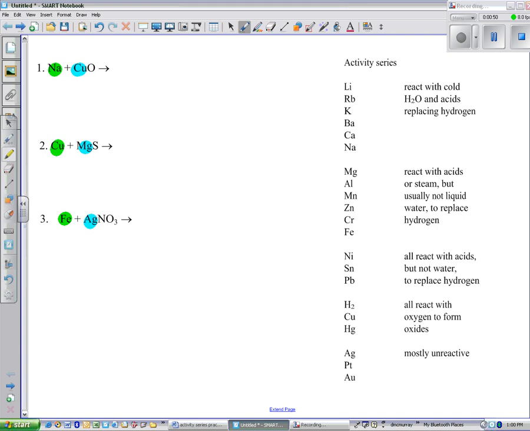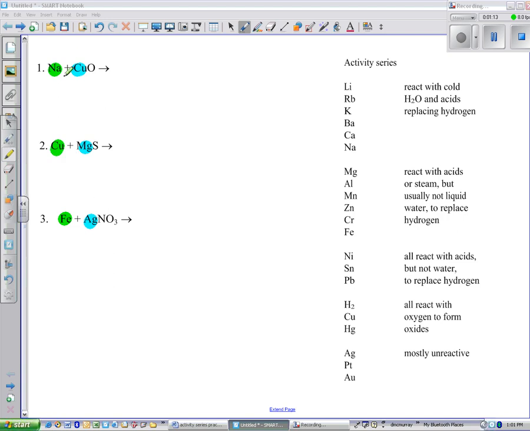And I say possibility because the only way we can tell if a reaction happens, and if a replacement does happen, is if one metal is above the other in the activity series. And so we have to make decisions according to this activity series. You don't have to memorize the activity series over here. You have to be able to interpret it when you see it. And so let's take a look.